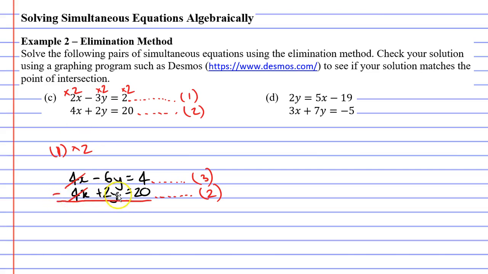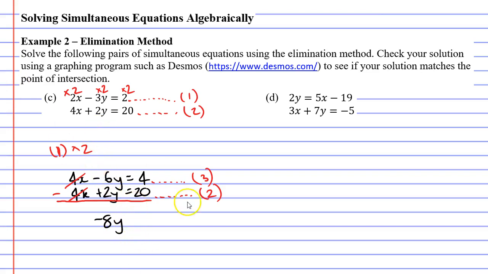Now when you subtract a positive number, it's the same as just subtracting. So we're going negative 6y minus 2y. And negative 6 minus 2 is actually negative 8. If you're not very good with negatives, just use your calculator. Just go negative 6 minus 2. It will give you negative 8.